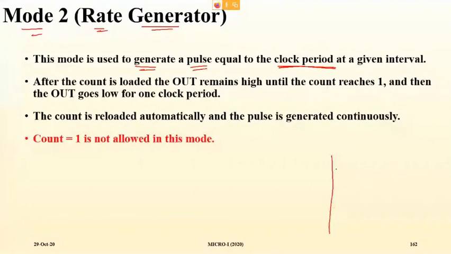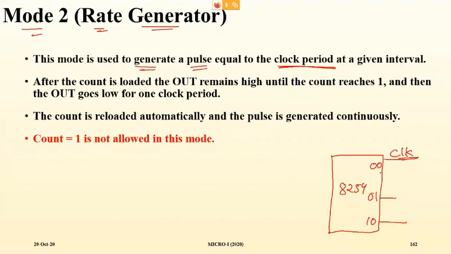For example, you have 8254. You have three counters, okay? Counter 00, 01, and 10. Or you can call it 0, 1, and 2. In that, each counter has got its own clock, right? So whichever clock is connected to that particular counter, we are talking about that clock's period, okay?